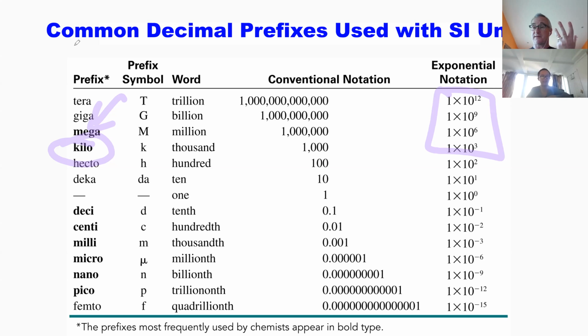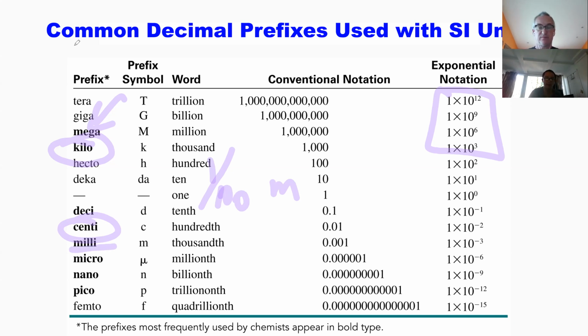So as far as things that are bigger, we'll generally only deal with kilo and mega mostly. But in terms of smaller things, we deal with that all the time because we're measuring really small amounts of stuff. So centi means 1/100th. Centimeter, everyone's probably familiar with. That's 1/100th of a meter. And then millimeter, that's 1/1000th.